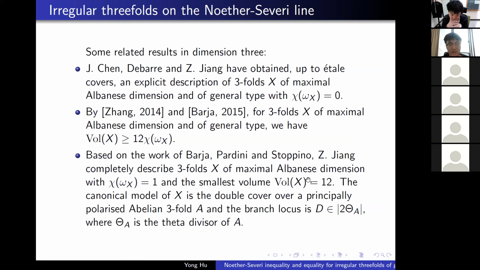It proves that the canonical model of X is a double cover over a principally polarized abelian threefold A, and the branch locus is D in |2Θ_A|, where Θ_A is the theta divisor of A, because A is a principally polarized abelian threefold. So there is a theta divisor on A.